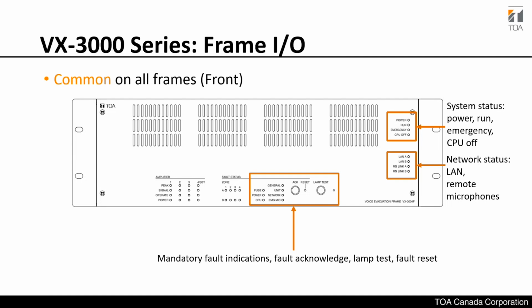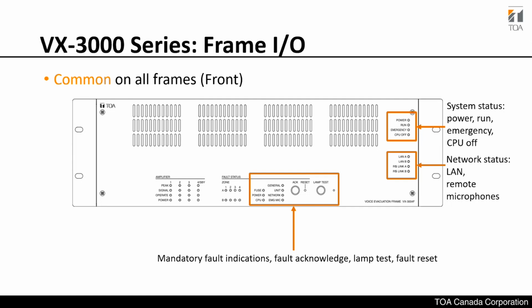The system status on the top right hand side indicates the status of the device. If there's power, it will power on. If it's running, that LED will light as well. If it switches into emergency mode, then the LED will light up. And then finally, the CPU, because the VX3000 frame has a built-in CPU.